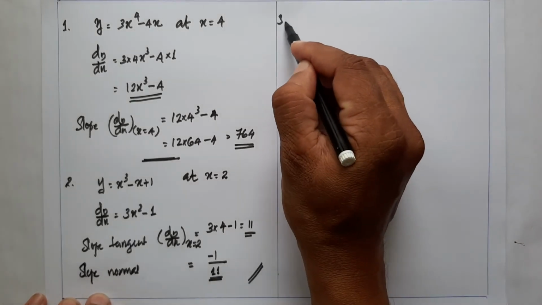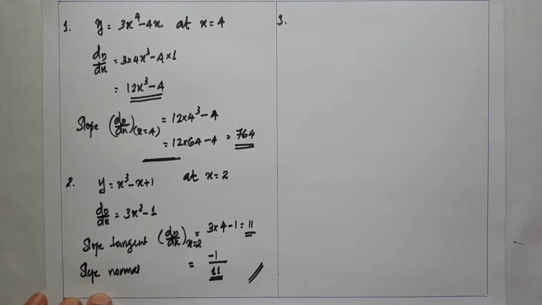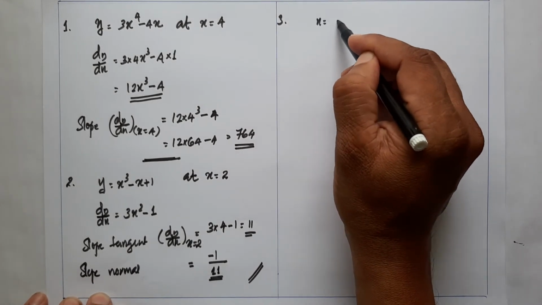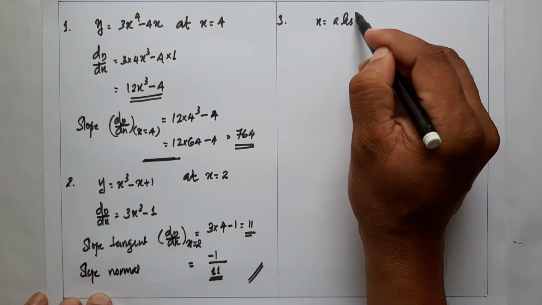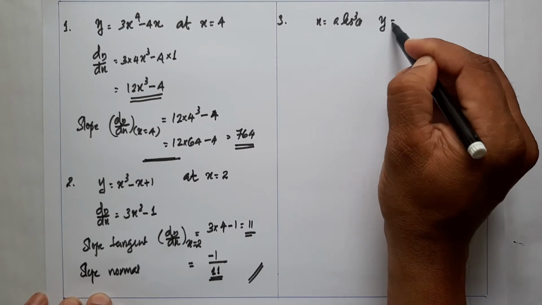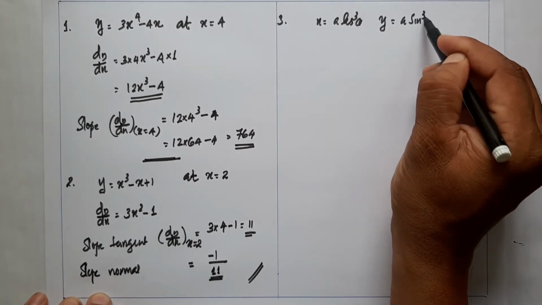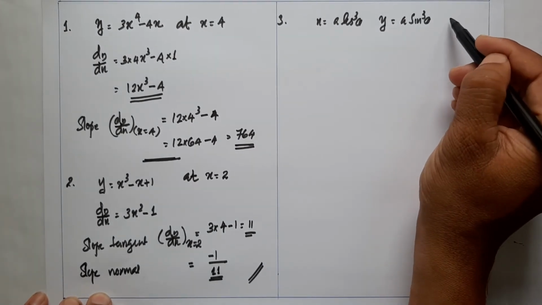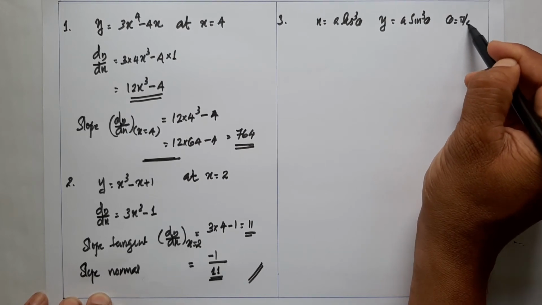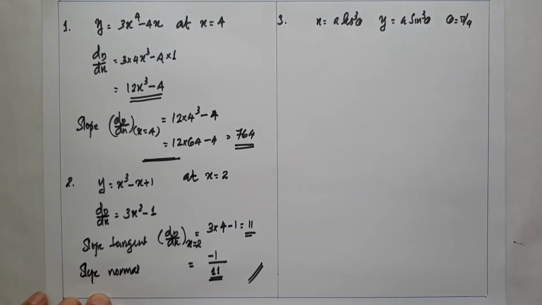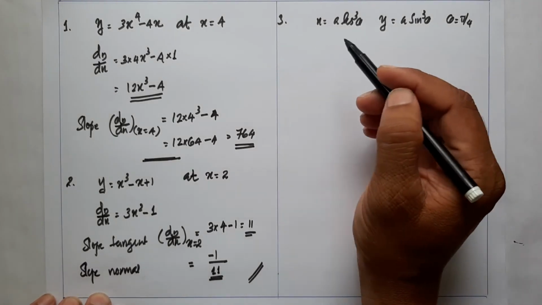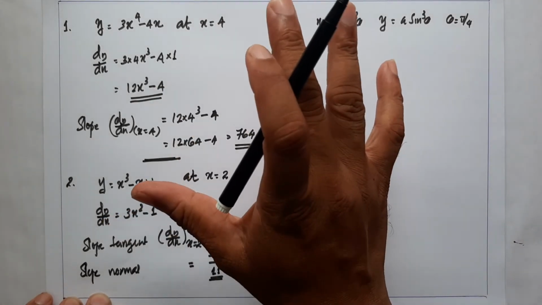Our third question: find the slope of the tangent to the curve x is equal to a cos cube theta, y is equal to a sin cube theta at theta is equal to pi by 4. Actually, this function is a parametric function with a parameter theta. So, first of all, you know the dy by dx formula. Dy by dx is the slope of the tangent.